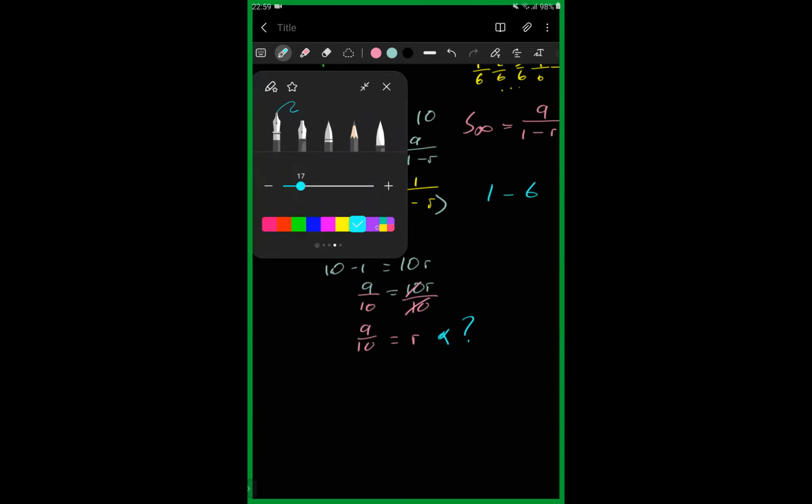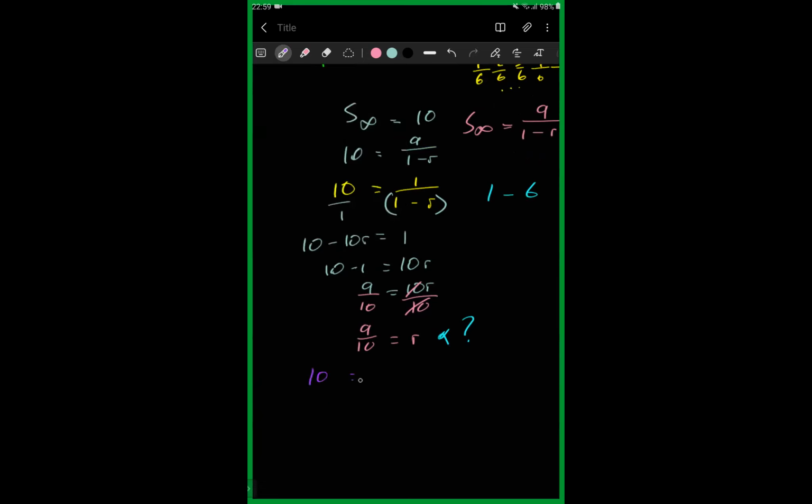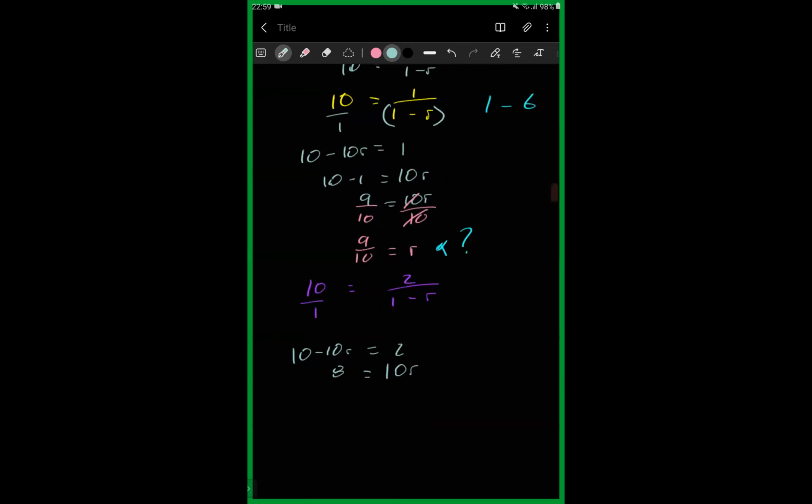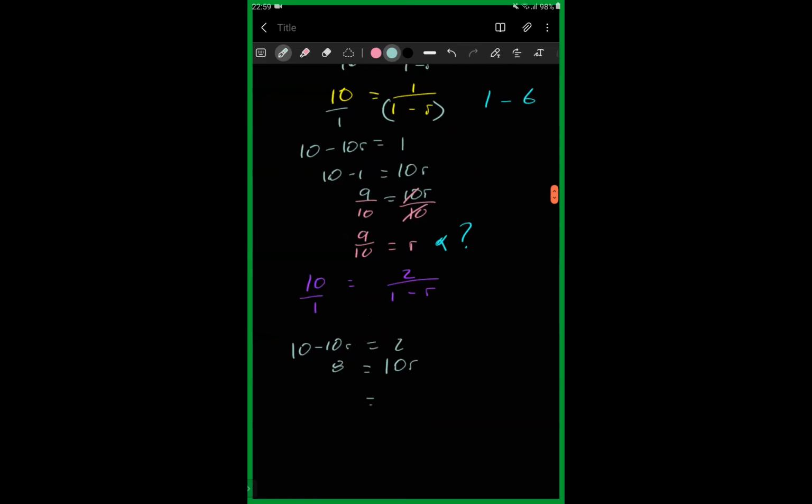If a is a 2, we're going to have 2 over 1 minus r. We're going to cross multiply as we said. 1 times 2 is a 2, and 10 times this bracket here gives 10 minus 10r. If you move the 2, you're going to get 8 here, and then 8 over 10. This is going to be 4 over 5. Yeah, this is a valid r value.